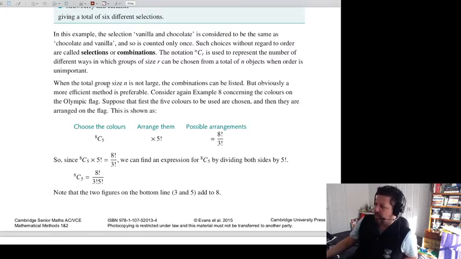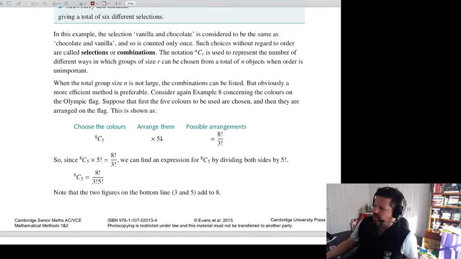It says when the group size is not large, the combination can be listed. What they're talking about here is referring back to this Olympic flag question that we had the chat about the other day. The Olympic flag says, suppose that the 5 colours to be used are chosen, and then they are arranged on the flag. In this particular case, you're going to have 8C5. There are 8 colours, and you're choosing 5 of them.